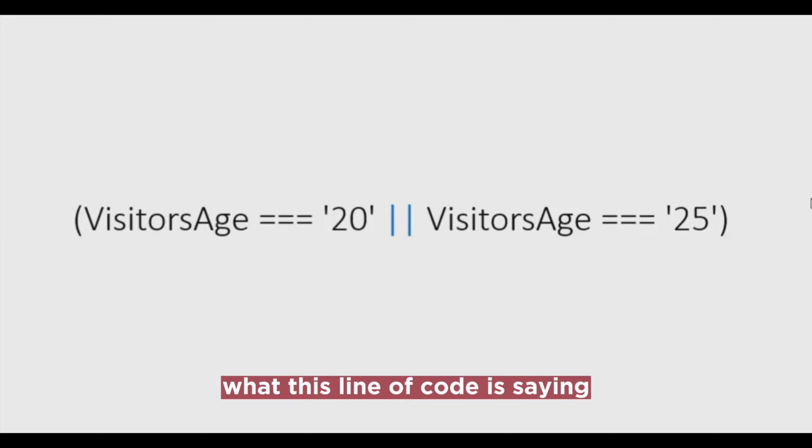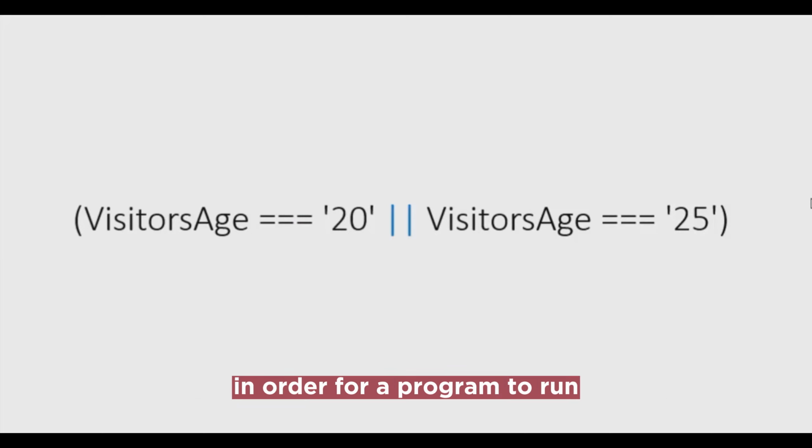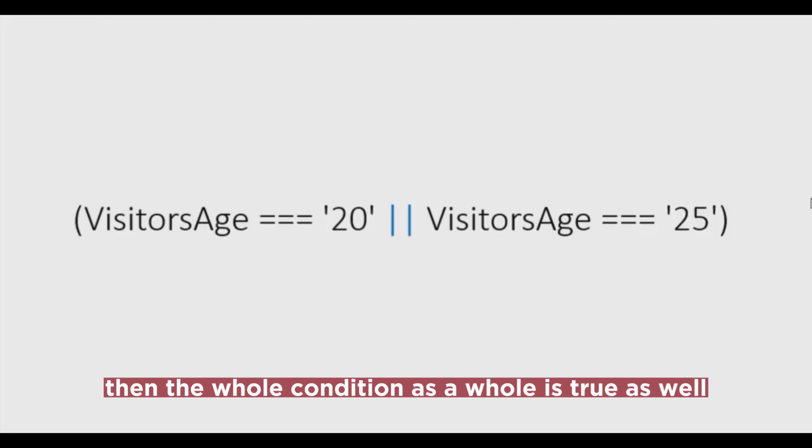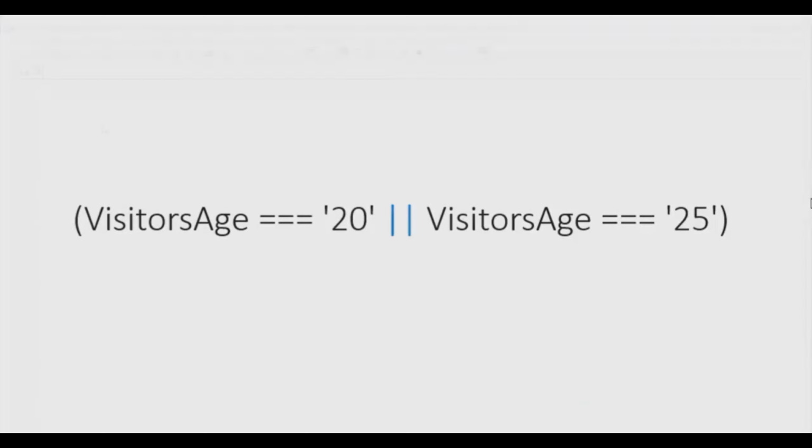What this line of code is saying is that if our visitor's age is equal to 20 or 25, then this test equals true. With this operator, we just need one test to be true in order for our program to run. If one of these conditions is true, then the whole condition as a whole is true as well, even if one of them ends up being false.